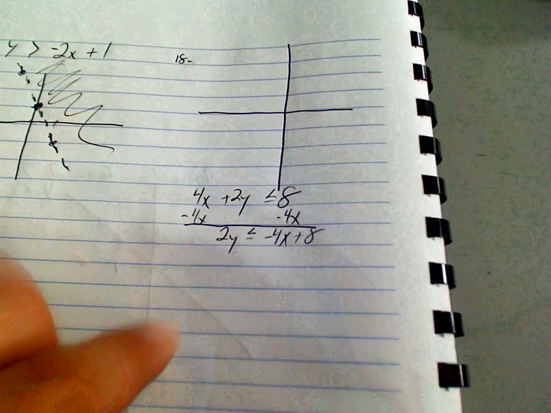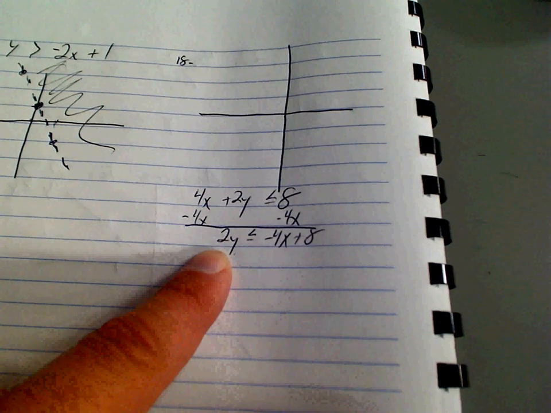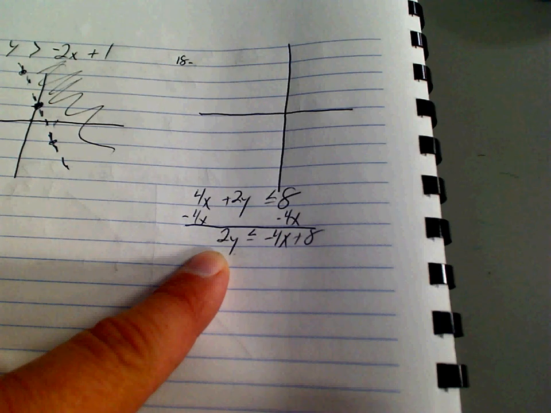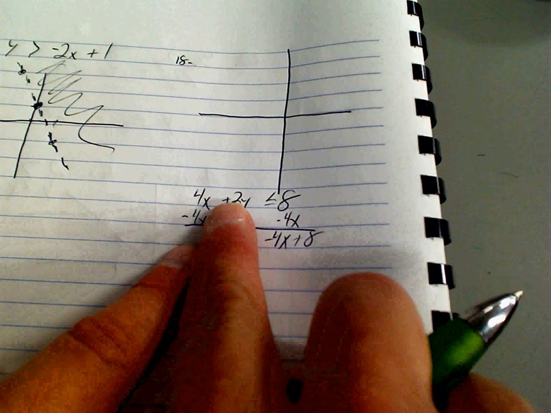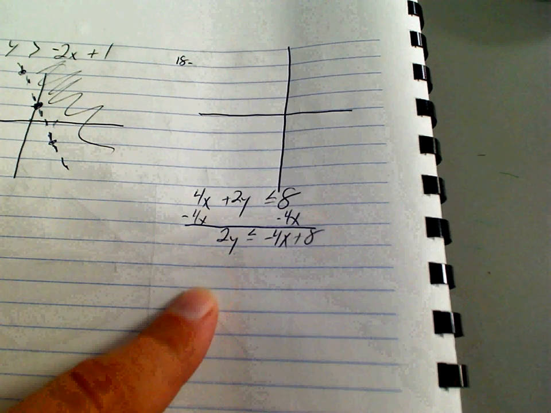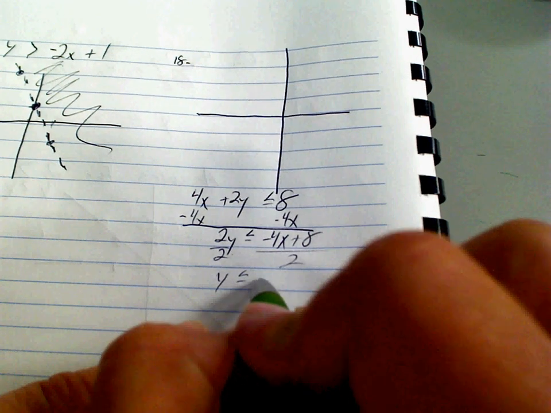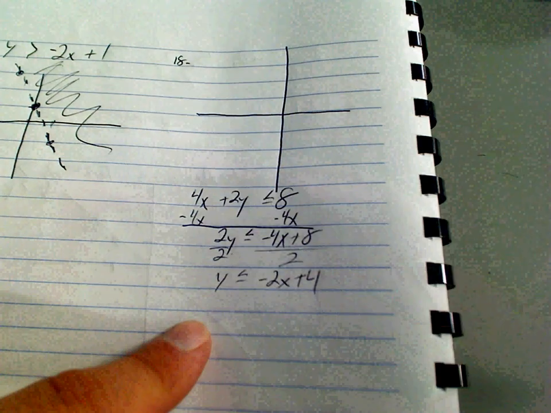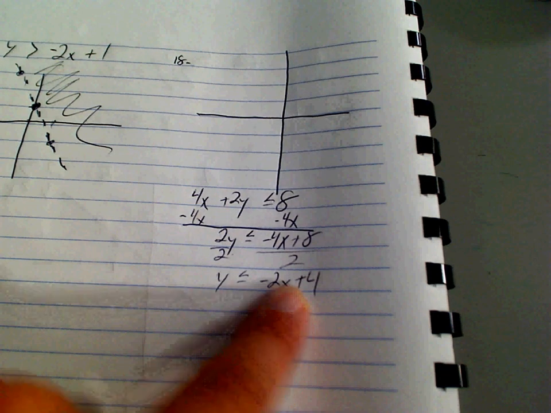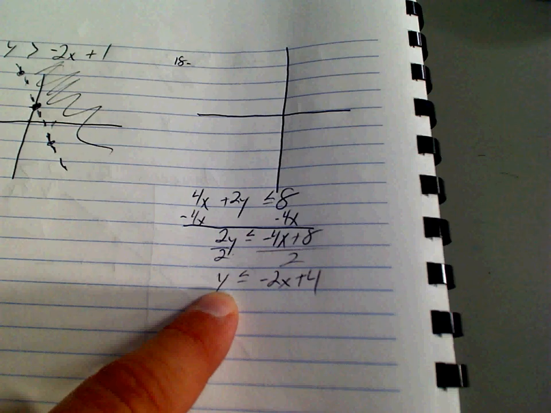Subtract 4x across. That's always what you want to do first. I still have students that struggle with that from time to time. You can't divide the 2 until you move the 4x over. Then you can divide the 2 to both sides, and you'd have y less than or equal to negative 2x plus 4.